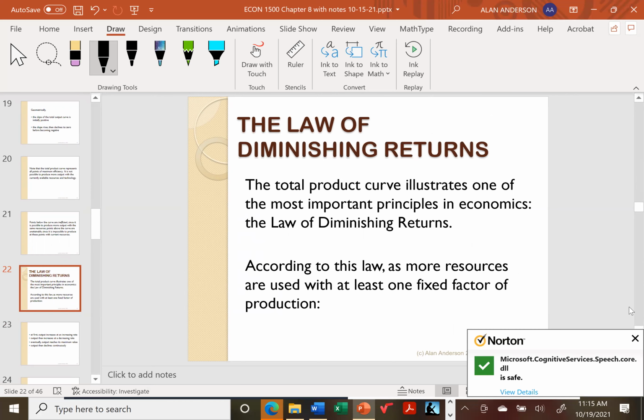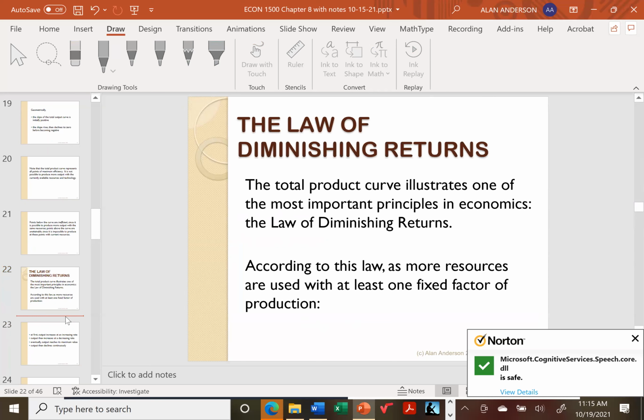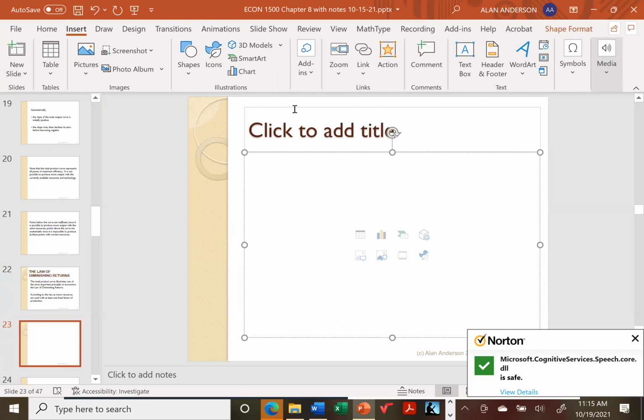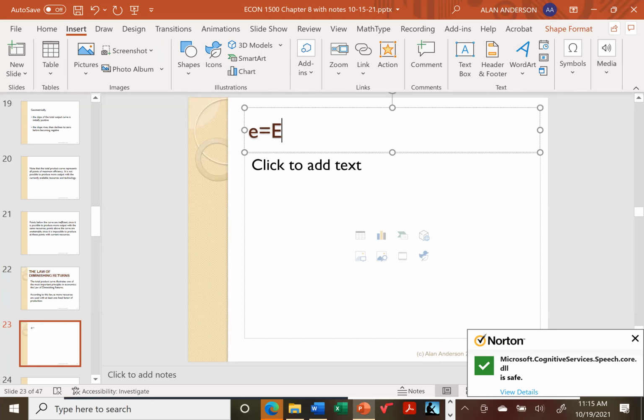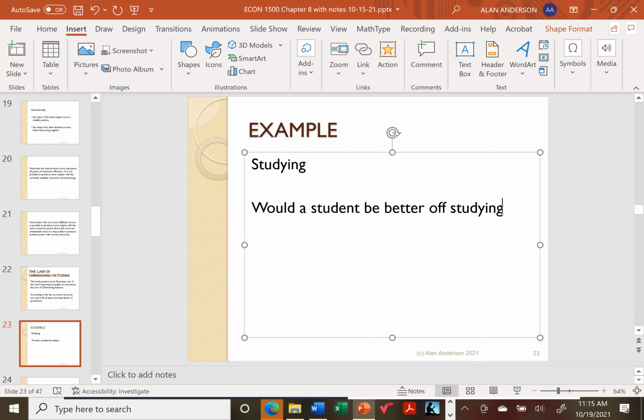Now, the classic example of this, which I don't remember if I mentioned last time, something you've experienced yourself, is studying. Why do I say that? Would a student be better off studying 1 hour a day for 10 days or 10 hours for 1 day? What do you think about that?